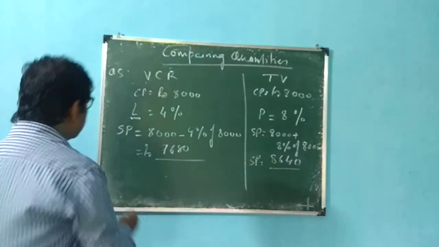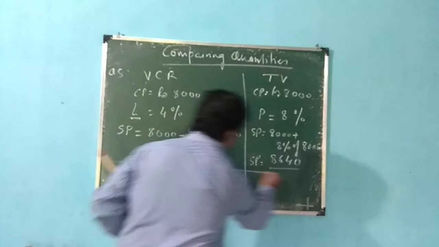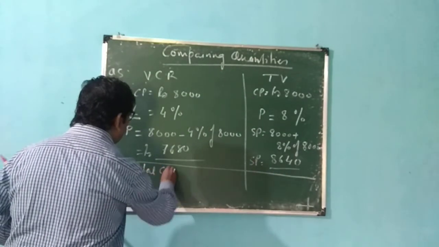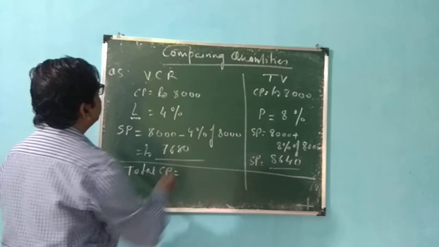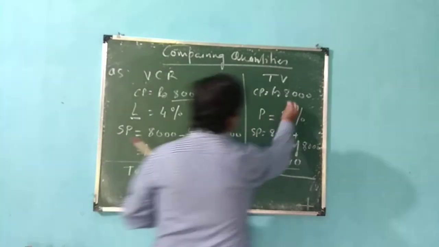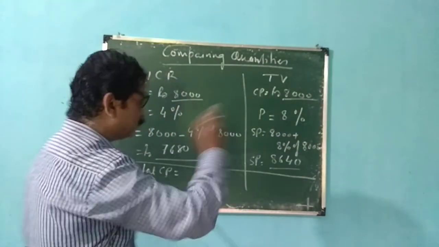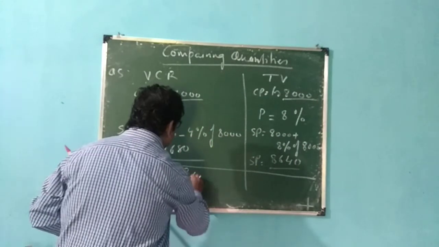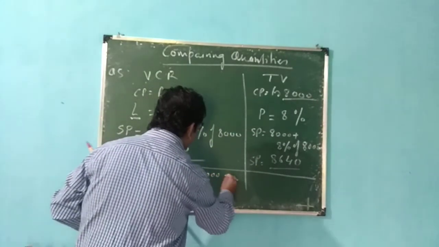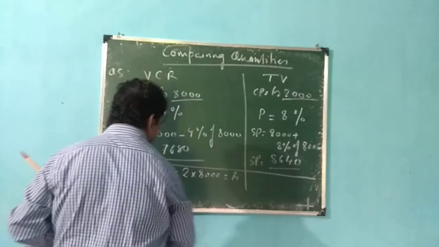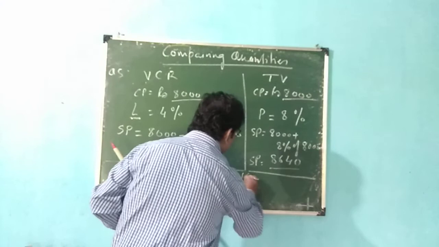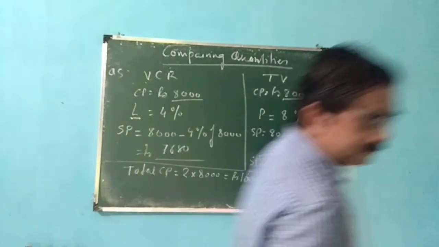How to find out total CP? Look here, this is 8,000, this is also 8,000. So we will add these two. Instead of adding, we can multiply by 2. So 2 into 8,000 is equal to rupees 16,000.